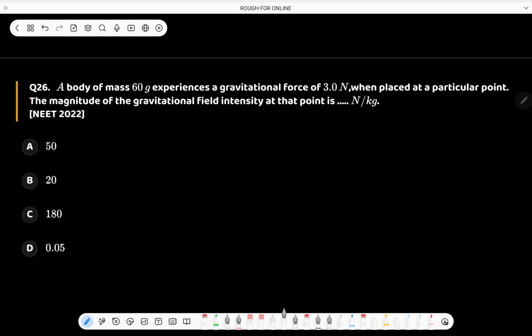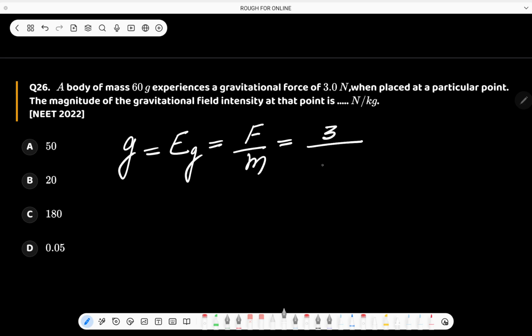One thing you should remember: the acceleration due to gravity or the gravitational field, denoted by E or g, are exactly the same in magnitude, and both are equal to gravitational force divided by mass. Now in the question, the gravitational force is given, that is 3, divided by the mass of the particle, that is 60 gram. 60 gram means I can write it as 60 divided by 1000 kg. This is Newton, isn't it?